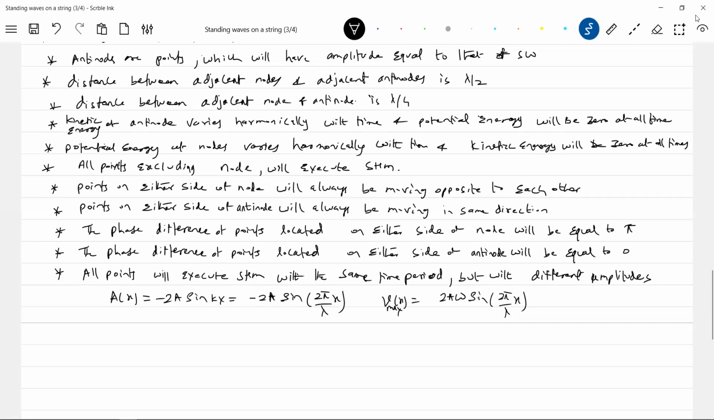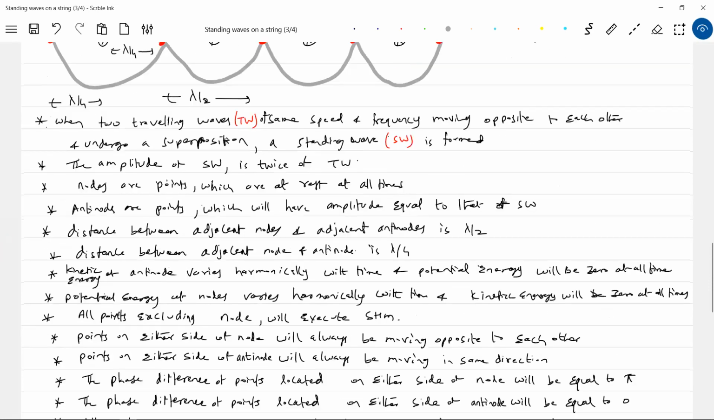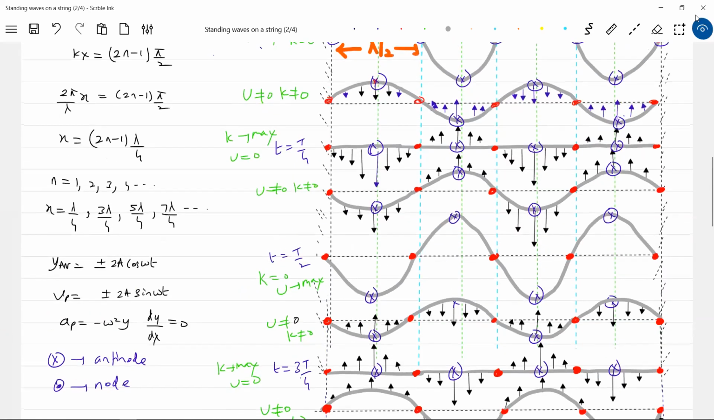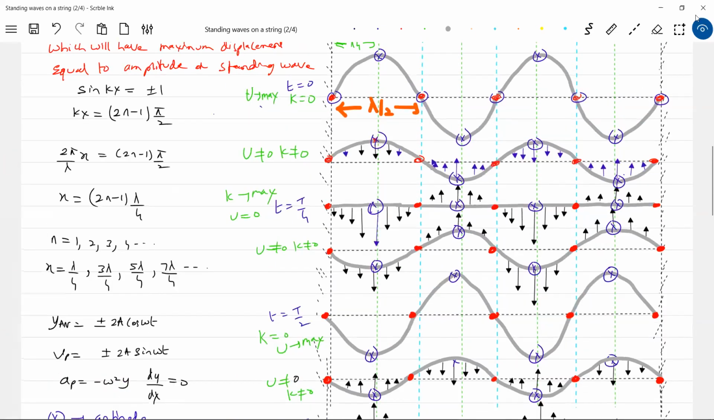Maximum speed of different points. Among all points, the antinode will have the maximum speed, and different points will have different maximum speeds. What will happen to the speed of this point? Let me start from here. As it starts moving, its speed will increase. When it arrives at the mean position, it will have maximum speed. How do we calculate that maximum speed? We have a formula. Then again, as it starts moving down, its speed will decrease.